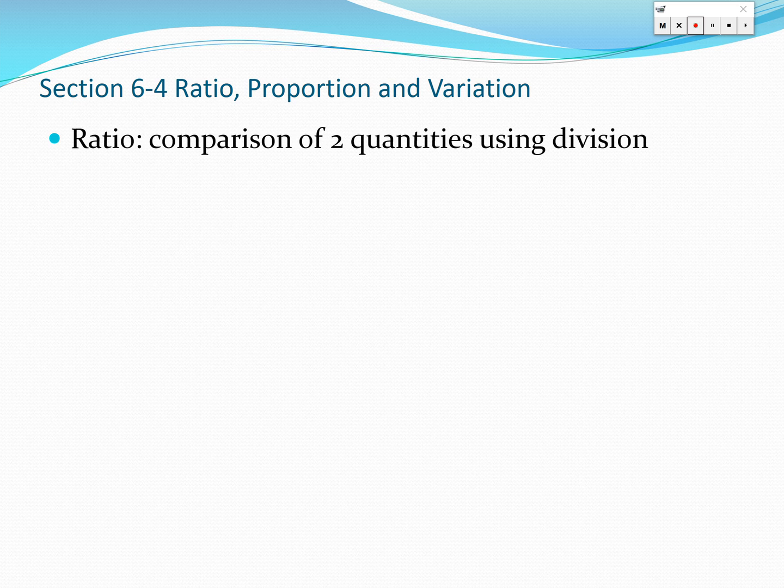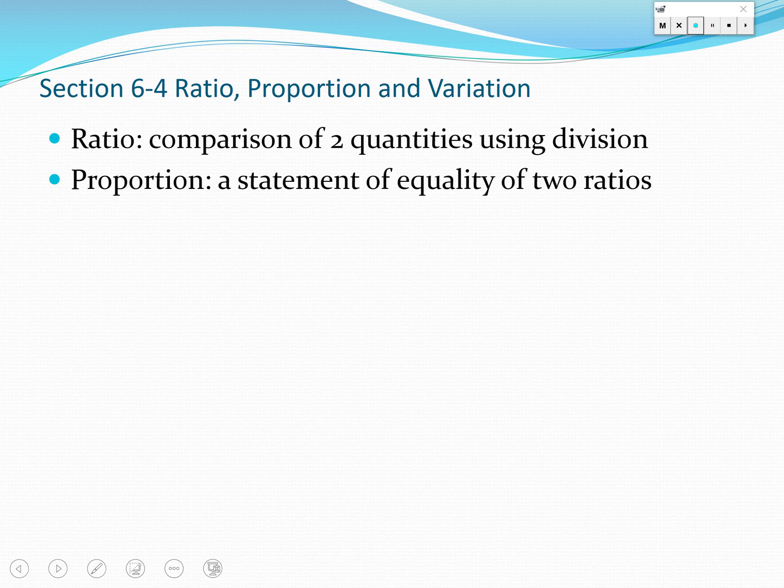A ratio just compares two quantities using division. Then a proportion is a statement of equality of two ratios. So a ratio is comparing two quantities. A proportion is actually comparing two ratios, showing that two ratios are equal.